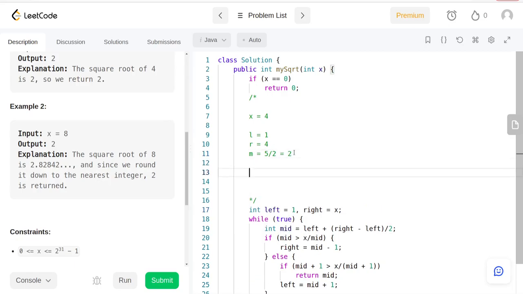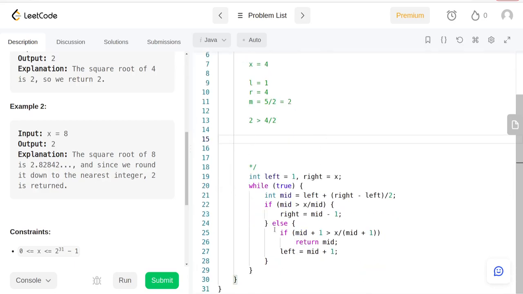So is that 2 greater than x divided by 2? The answer is no, it is not. But then when we enter this one, we want to see if mid plus 1, which is 3, is greater than 4 divided by mid plus 1, which is again 3. So this is going to turn out to be 1, so 3 is greater than that, and we're going to be returning mid, which is 2. So 2 is going to be our answer.